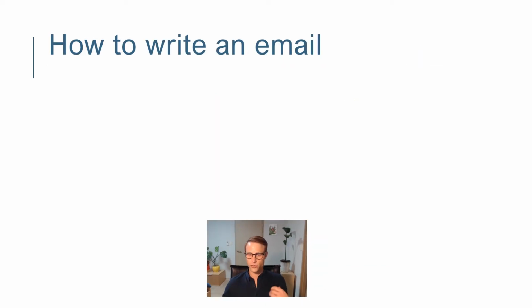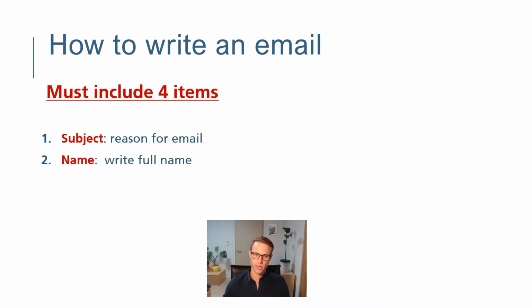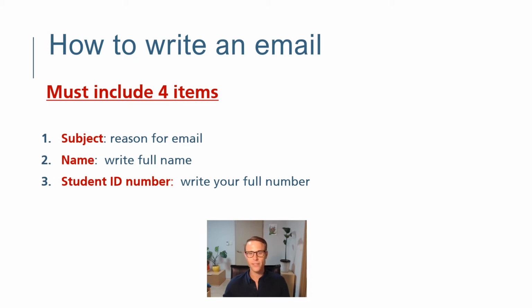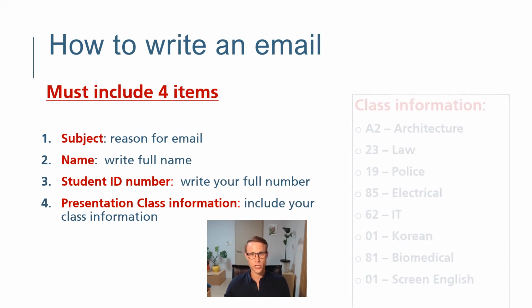Now, how we do that, how to write an email to me, I need four things to identify you and your class and your situation. So I need your subject, your reason for your email. I need you to write your full name. If you're Korean, you can write it in Hangul or English, either is fine. I need your student ID number, 학번, I believe, so your student ID number, and your presentation class information. This is your class number. Your class number tells me your time and day of your class so I know which class you are in.